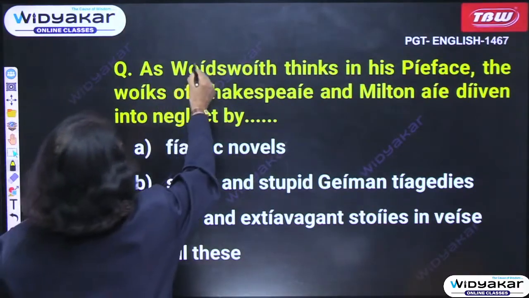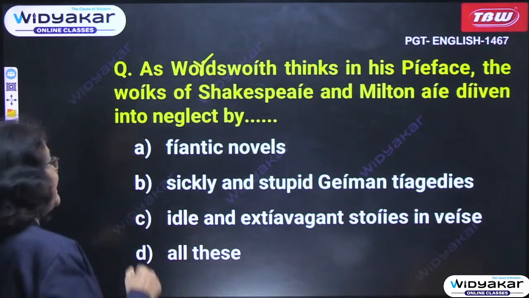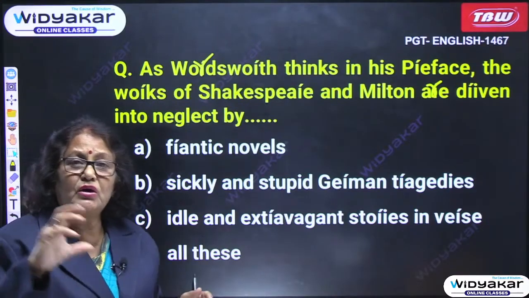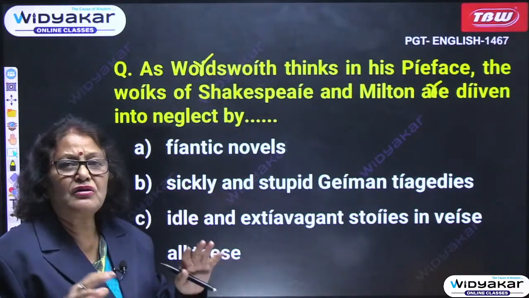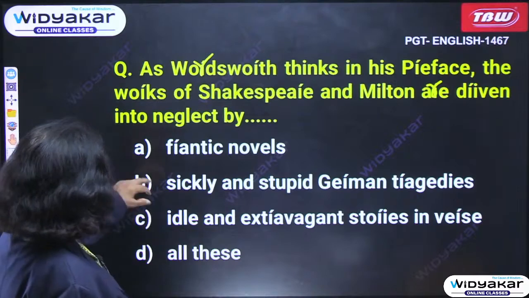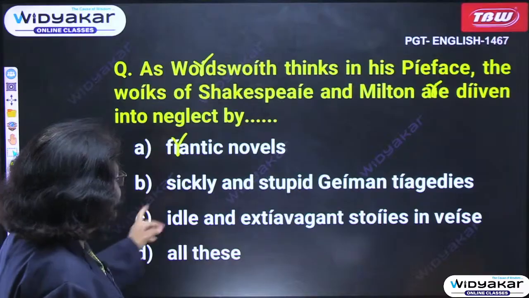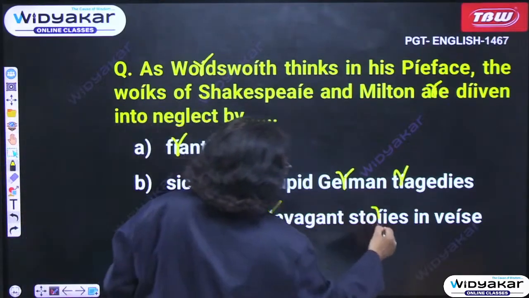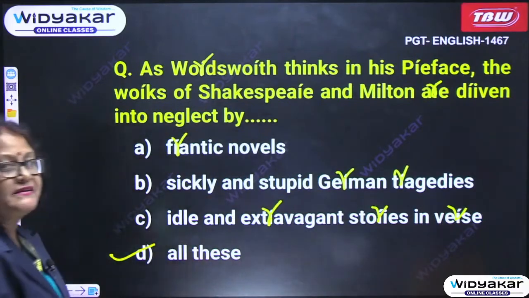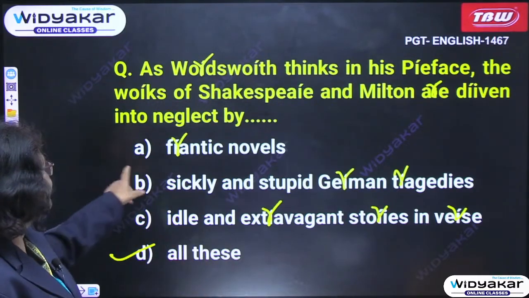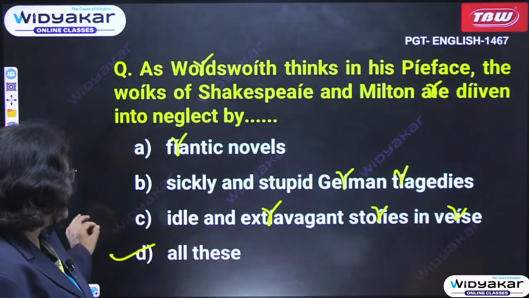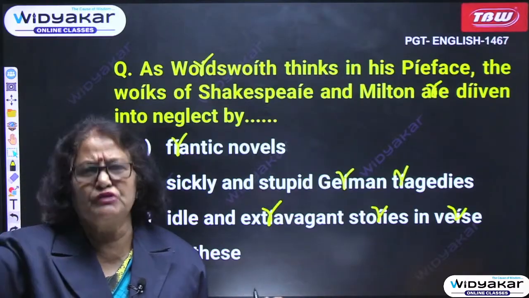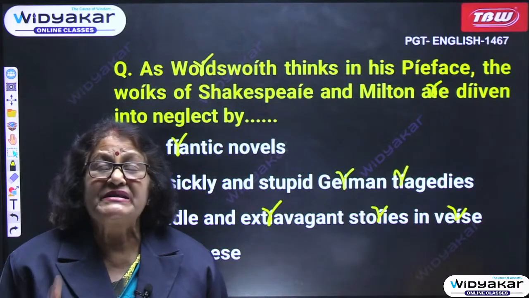As Wordsworth thinks in the preface to the Lyrical Ballads, the works of Milton and Shakespeare are driven into neglect. Why were their poems neglected? Because of A, frantic novels, B, sickly and stupid German tragedies, C, idle and extravagant stories in verse, all these. Option D is the right answer. Extravagant means a story that is larger than life, unbelievable stories. People were busy with such stories, for which they neglected Shakespeare and Milton.